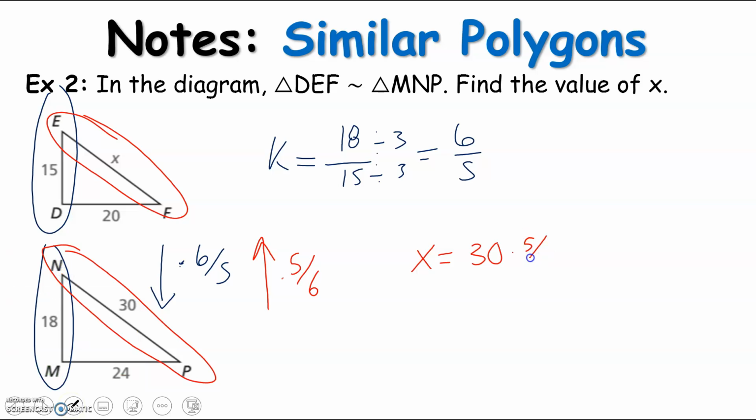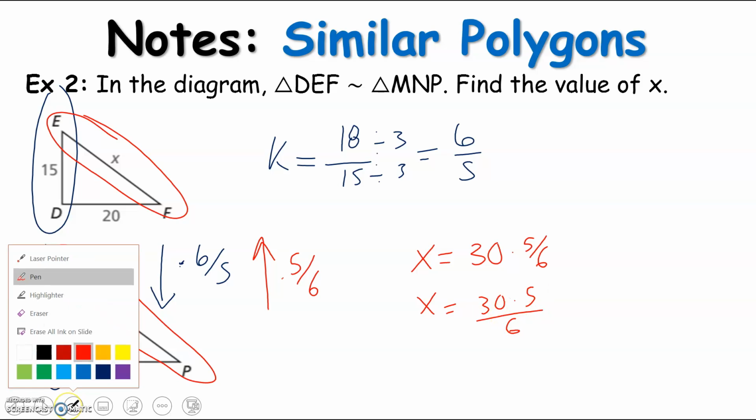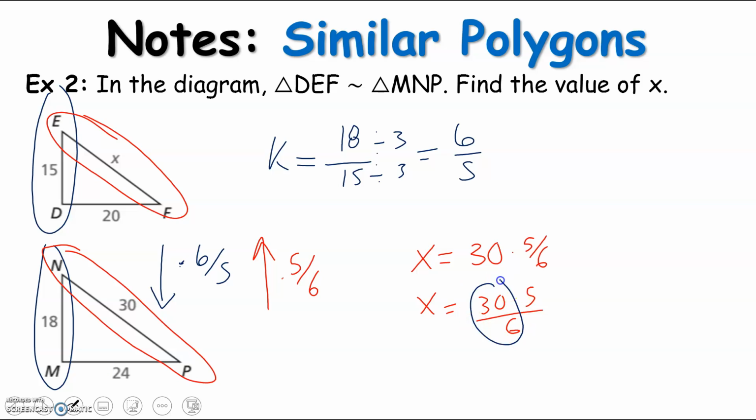So times 5/6, and then here I have 30 times 5 over 6, but it's probably going to be simpler if I go ahead and do the 30 divided by 6 first. 30 divided by 6 is 5, and then 5 times 5 is 25.